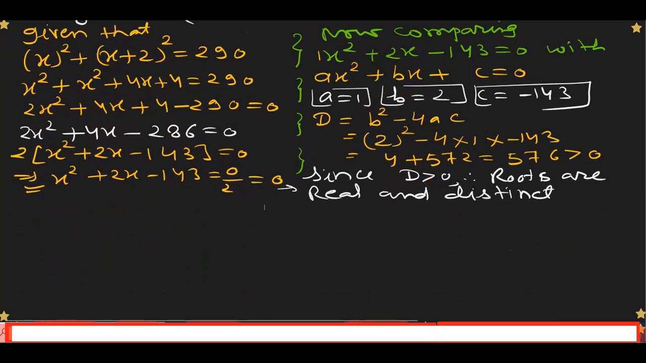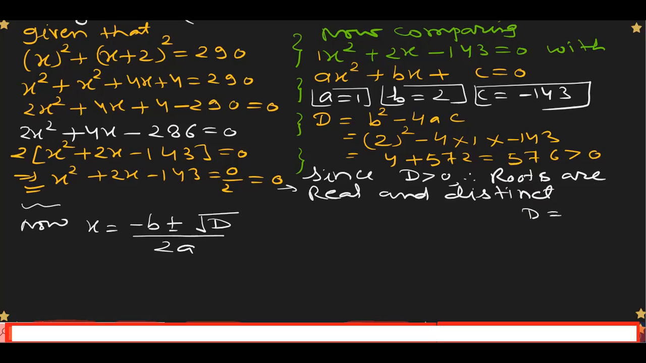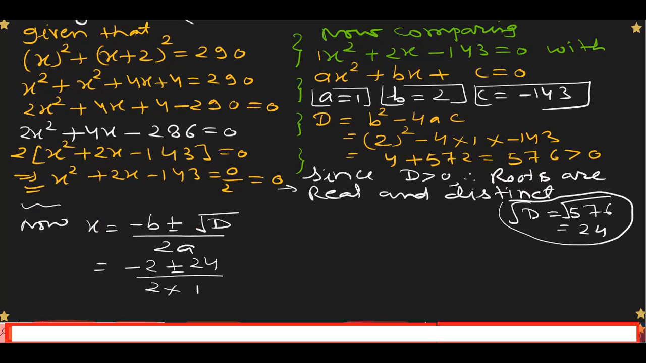Now we have to solve it out. Now, using quadratic formula, minus b plus minus root d upon 2a. We know d is 576, so square root of d is square root of 576, that is 24. 24 square is 576. आप इसको learn कर लीजिएगा. So we can put here minus b as it is, that is minus 2 plus minus 24 upon 2 into 1.